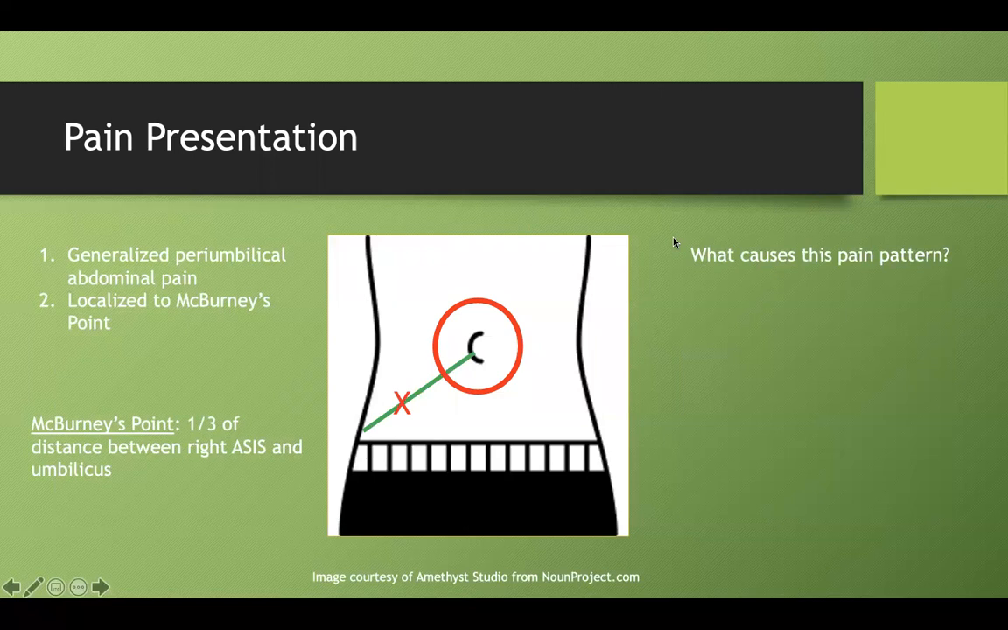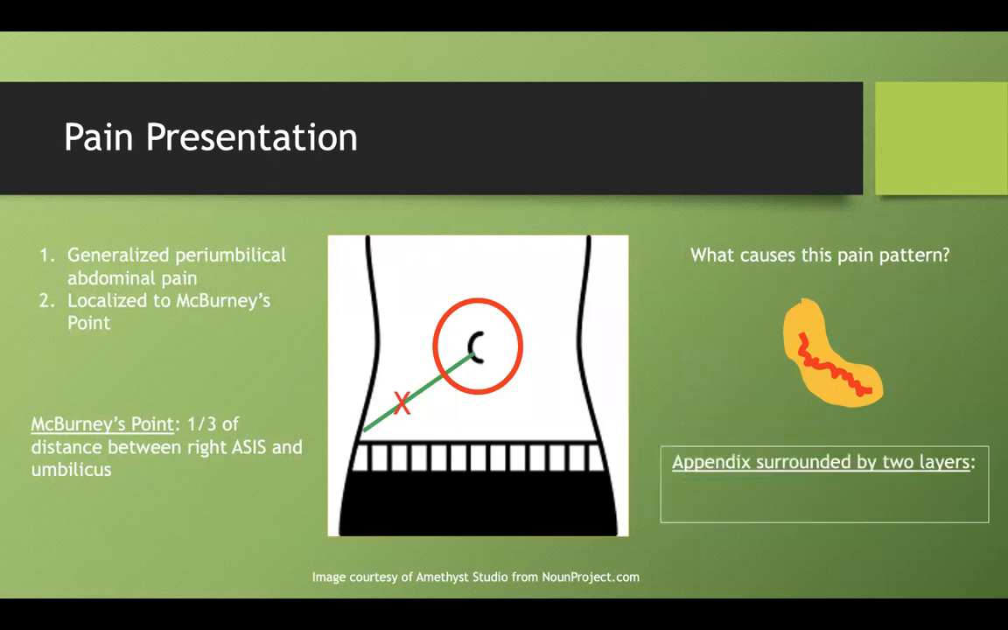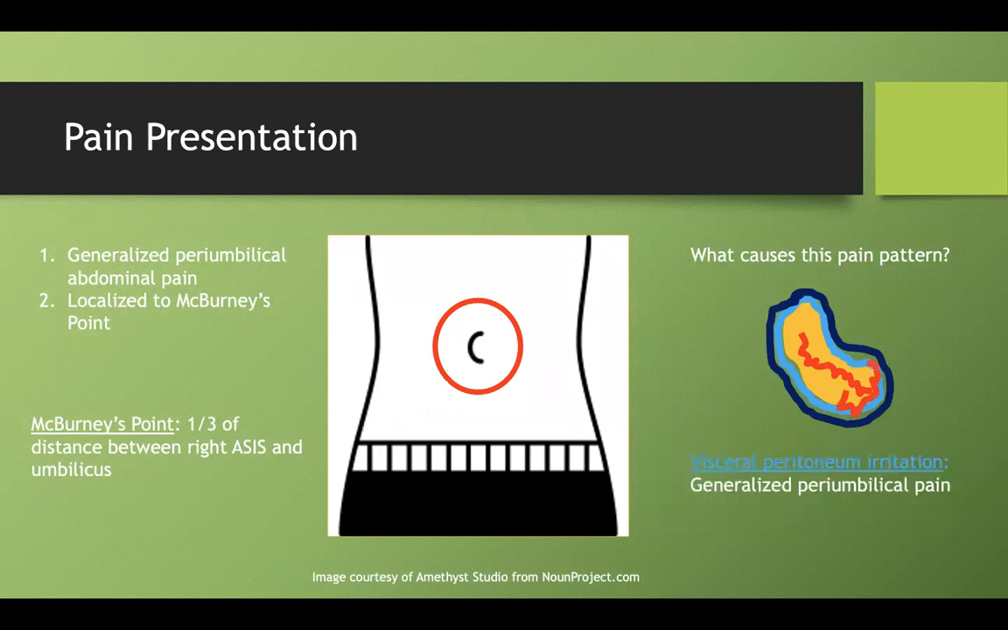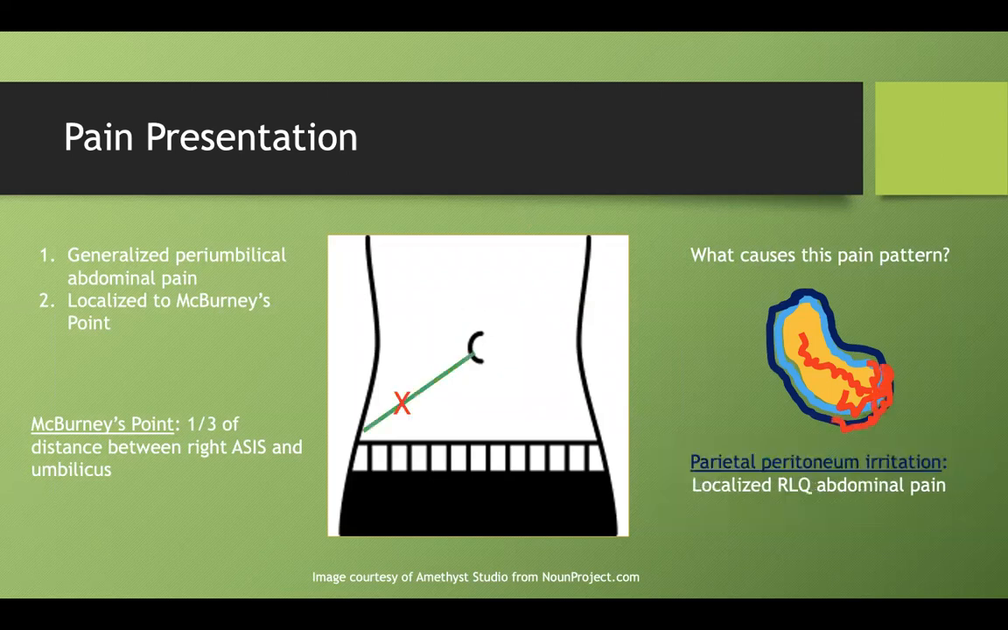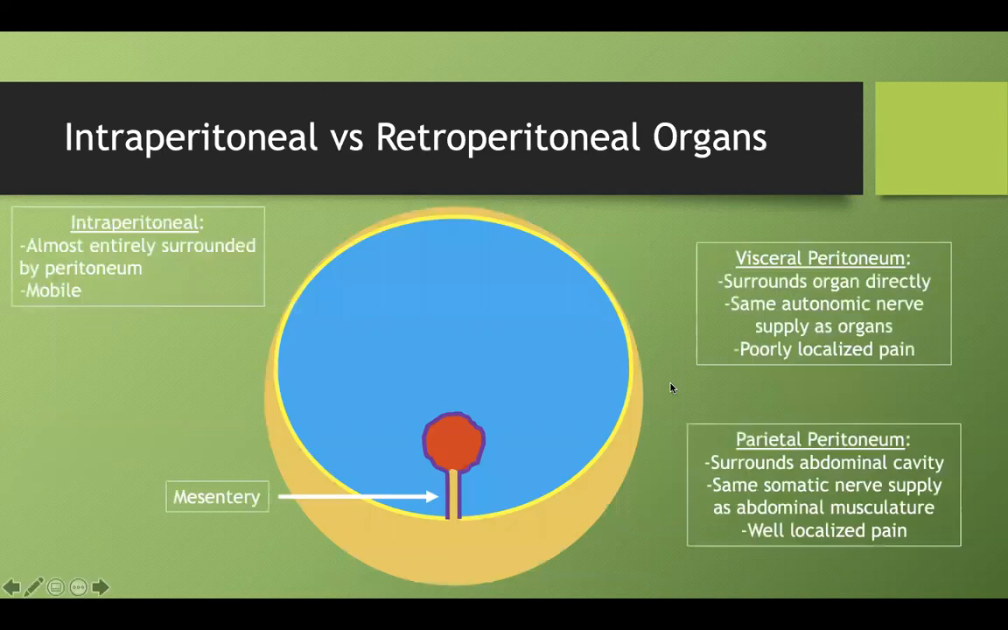And so why does this pain pattern happen specifically? Recall that all of our GI organs are surrounded by a visceral and a parietal peritoneum. So we have our visceral peritoneum first, and that's surrounded by a parietal peritoneum. And remember that the visceral peritoneum would be affected first, and it would cause this diffuse abdominal pain. And the parietal peritoneum, which is more localized, can cause this pain at McBurney's point specifically.